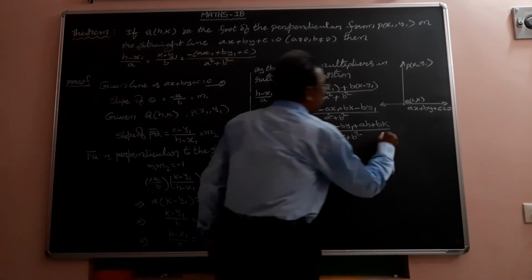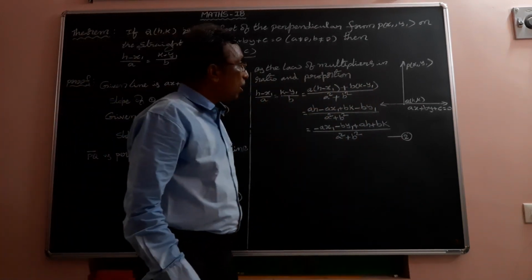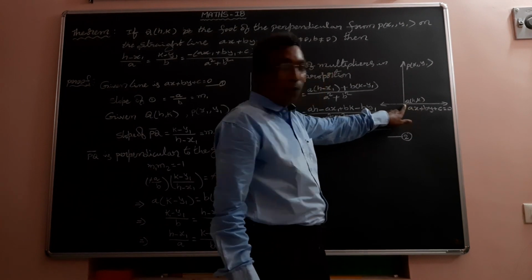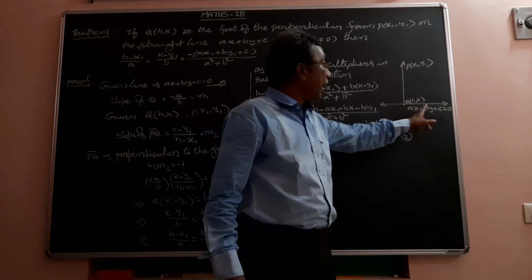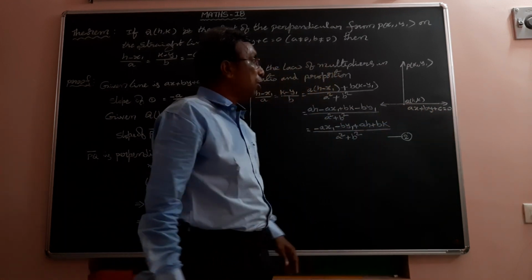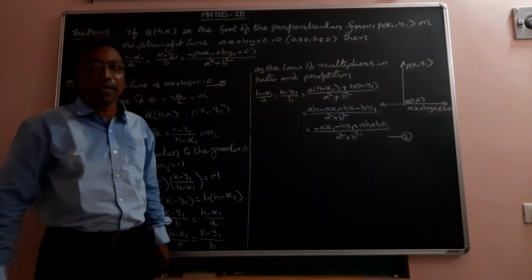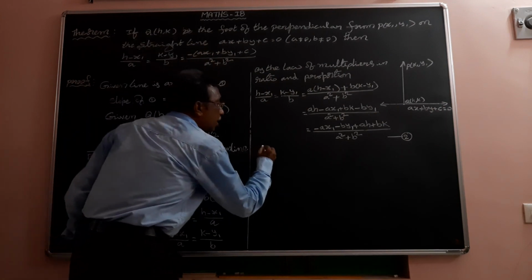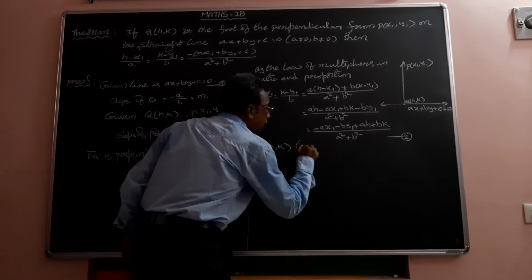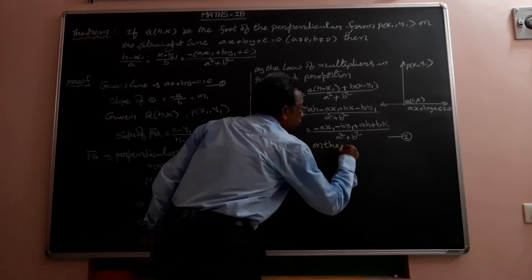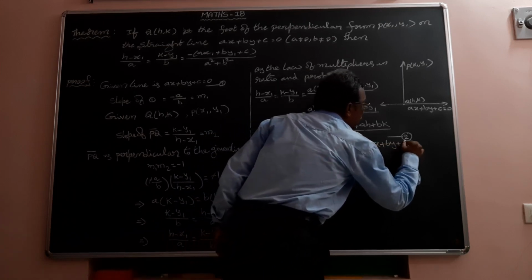This is equation 2. Now we consider that equation 2. Next, we observe this one. Q of (h, k) lies on the line ax plus by plus c equals 0.